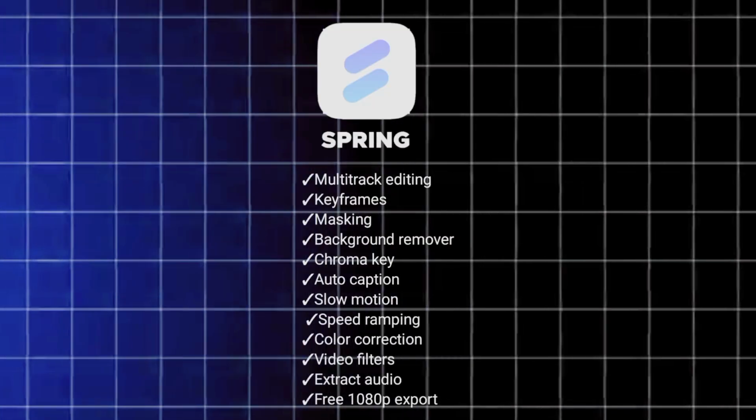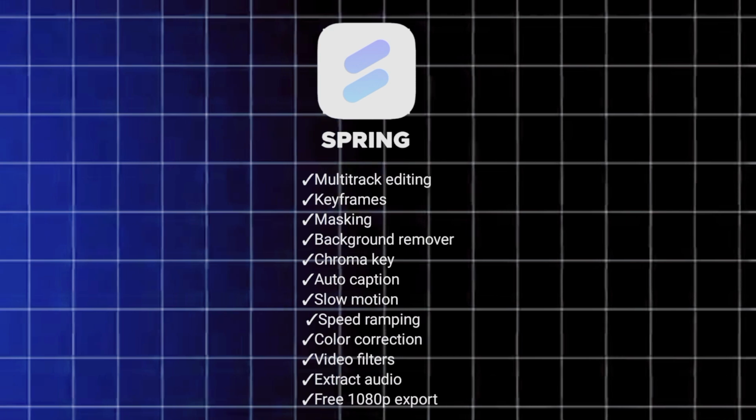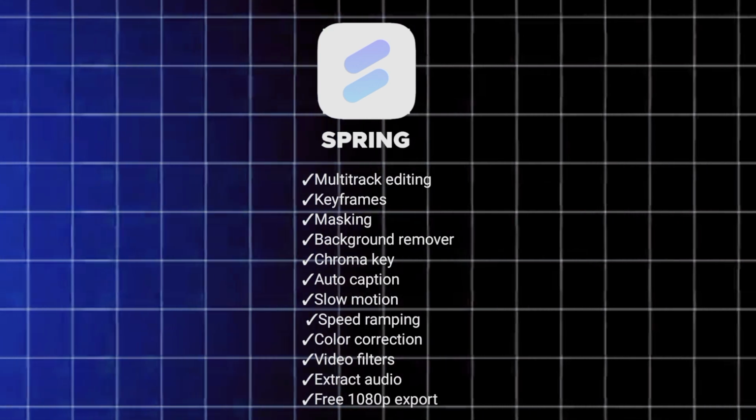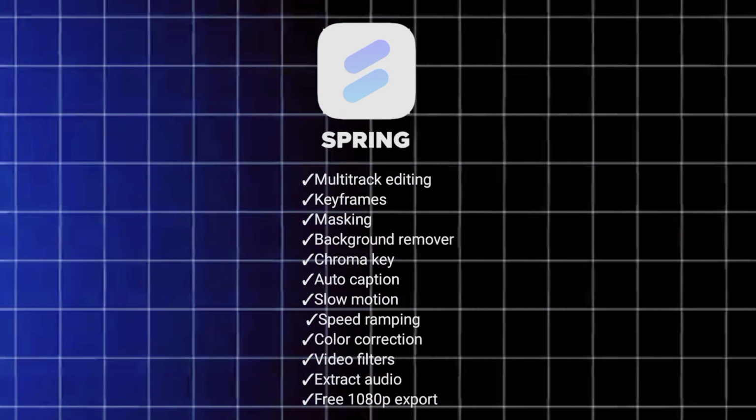Compare it to the features to also edit. Multi-track editing is also there for free, keyframes, masking, background remover, chroma key, auto captions, slow motion, color correction, video filters, extract audio effects, and also 1080p export for free. It is also available on the Spring application.